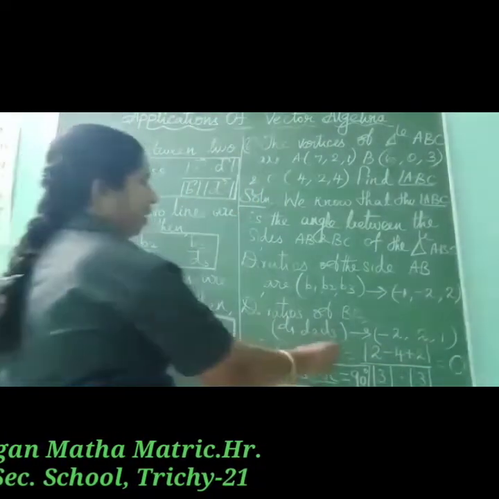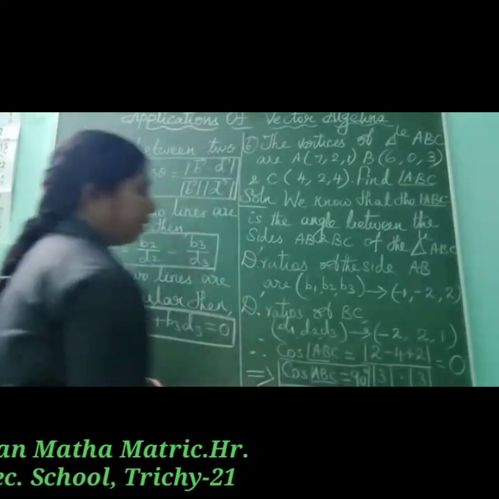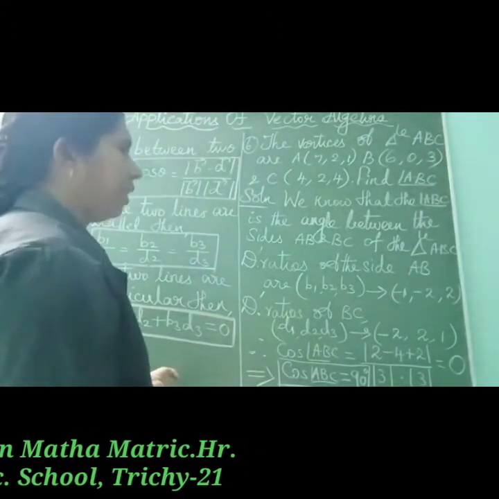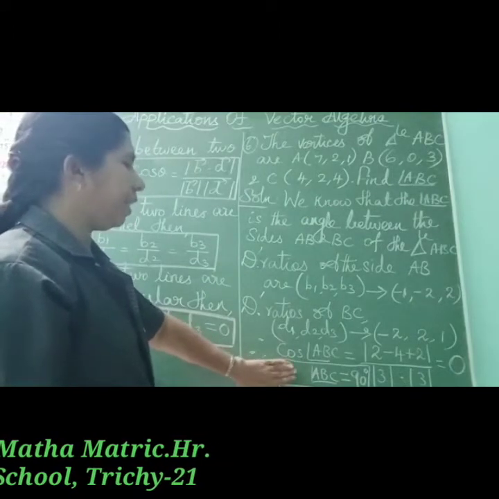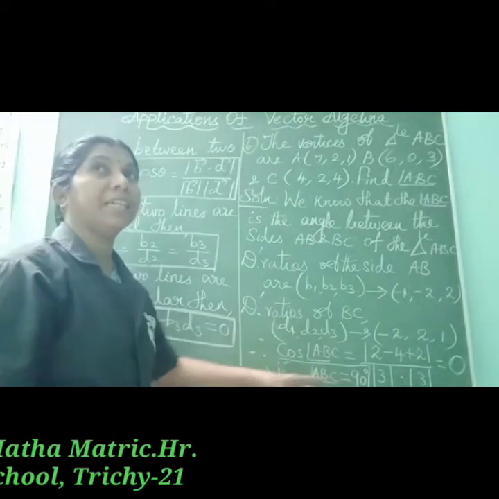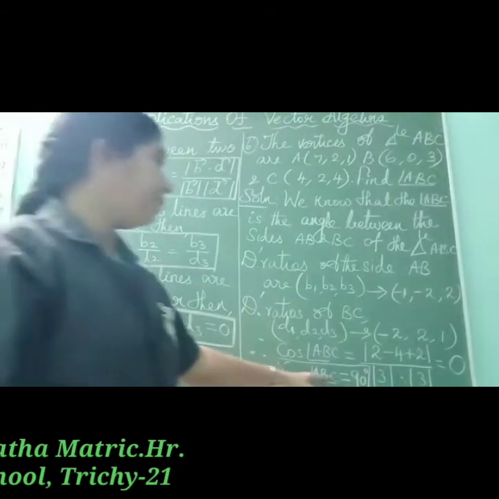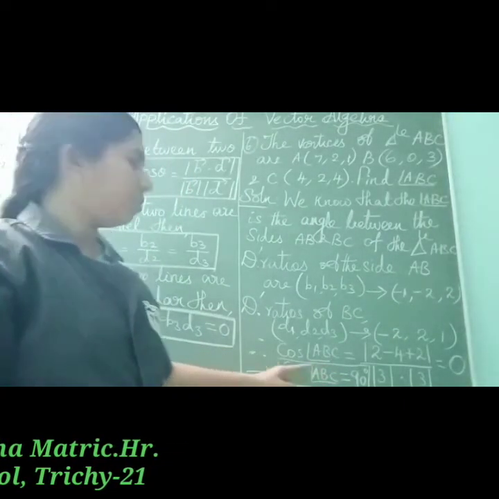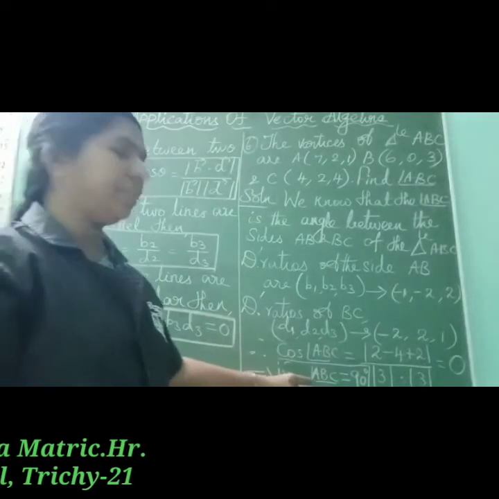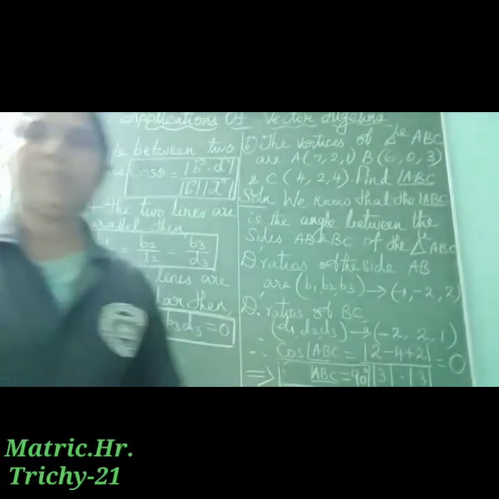So cos of ABC must be equal to 0, which means the corresponding angle ABC must be equal to 90 degrees. The corresponding angle ABC must be equal to cos inverse of 0. So the angle we need, ABC, is equal to 90 degrees.